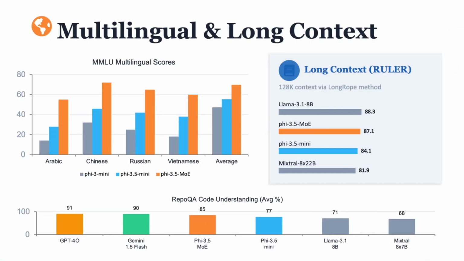Another important improvement in the 3.5 series is that it addresses two limitations of the original Phi-3 mini: limited multilingual support and a short context window. The original model was mostly English and supported only 4,000 tokens, while Phi 3.5 adds more multilingual data and extends the context window to 128,000 tokens using long rope.